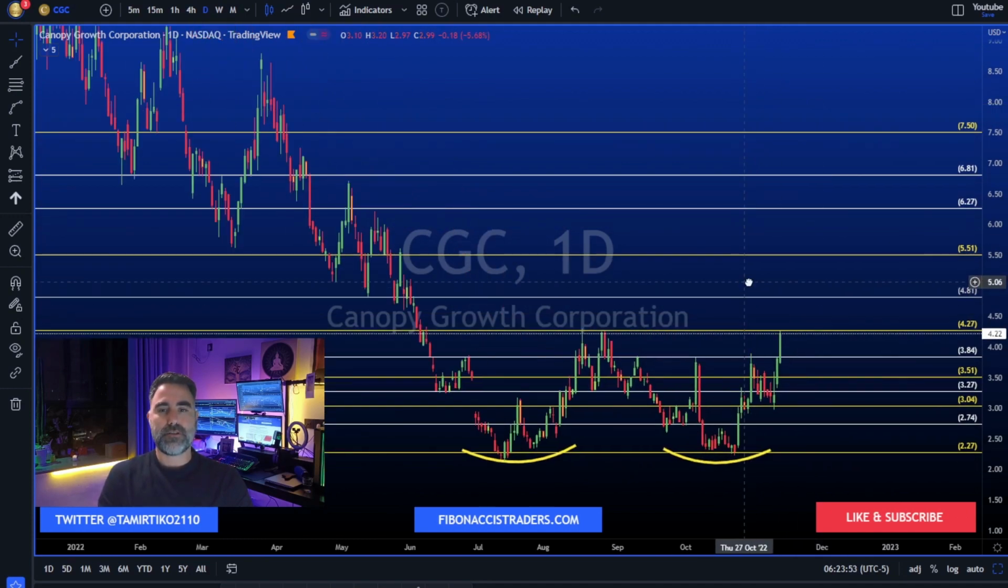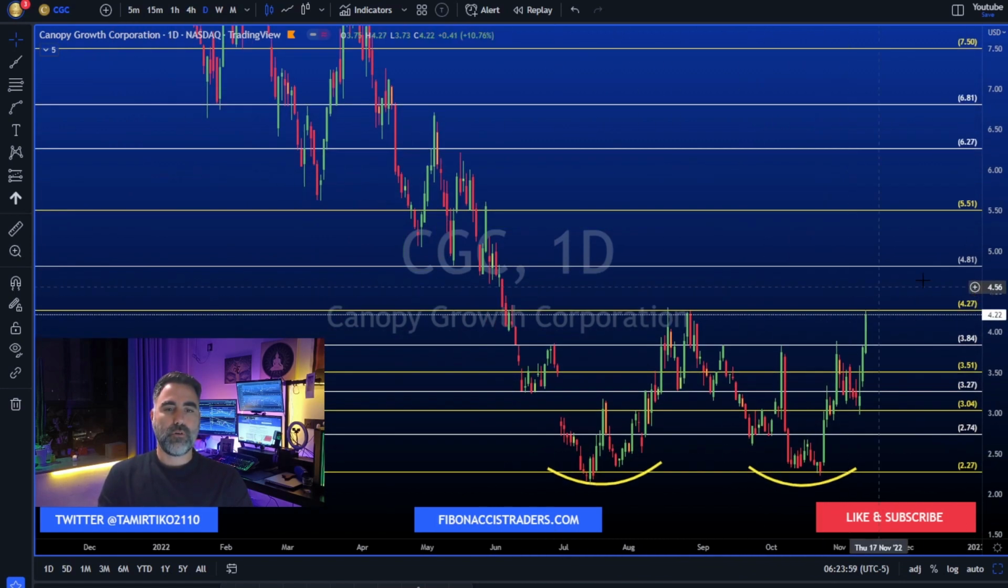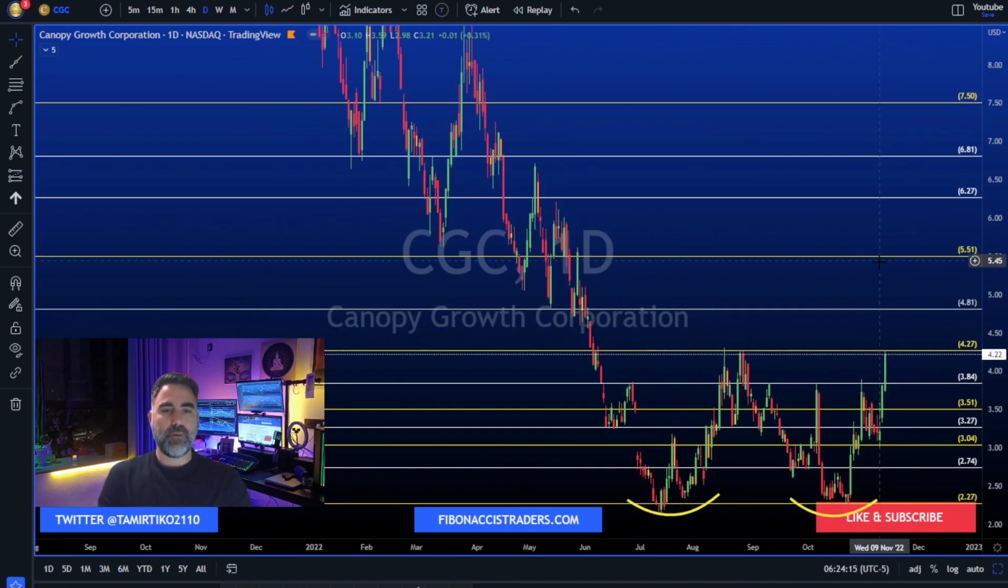CGC, double bottom scenario, 430 is the neckline. Bulls need to break up and above, close 2 or 3 days above it, because if we look left, the 430 area is a major resistance for the bulls. Breaking up and above 550, in my opinion, will be next.